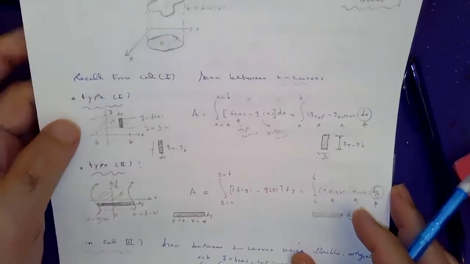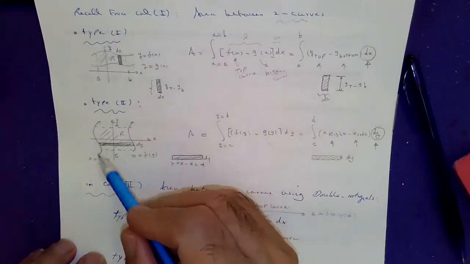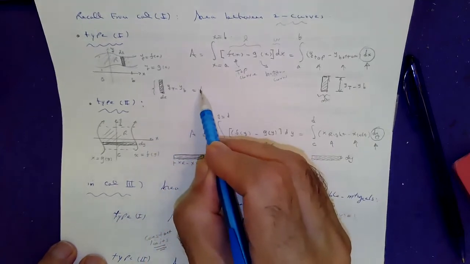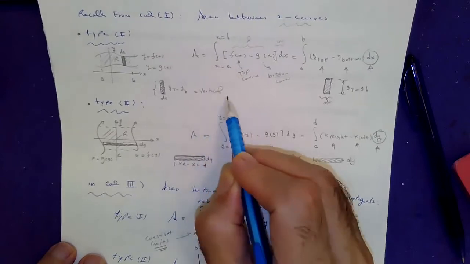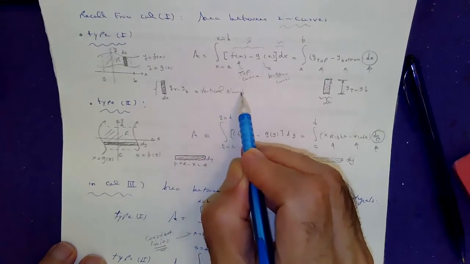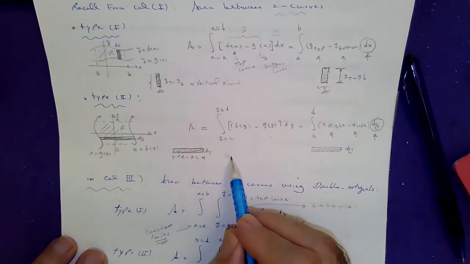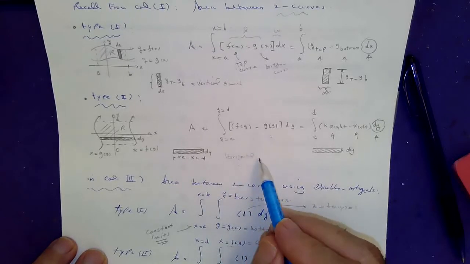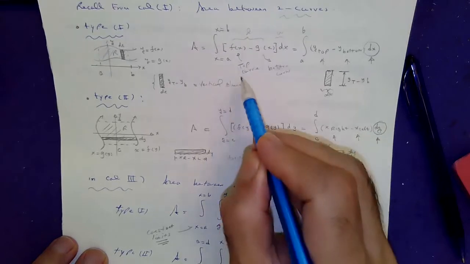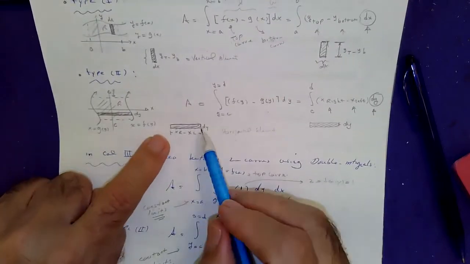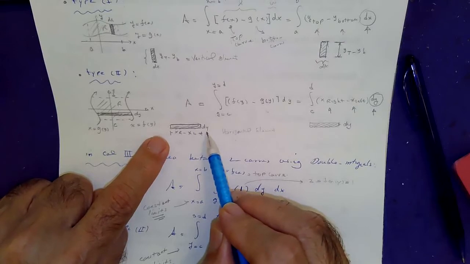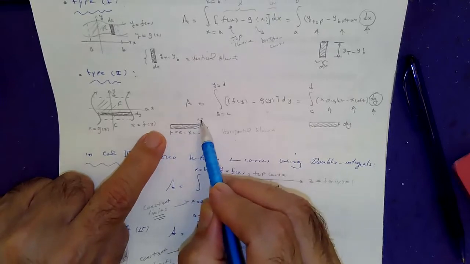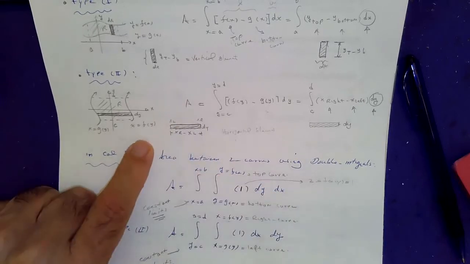However, type 2 is, what if you are trapped between two relations as opposed to functions? In other words, up here I took a vertical element. What if I take my element to be horizontal like this? How would that change the computation of the area? Do you see it? In that case, the width of the rectangle is dy, but the length is x right minus x left.